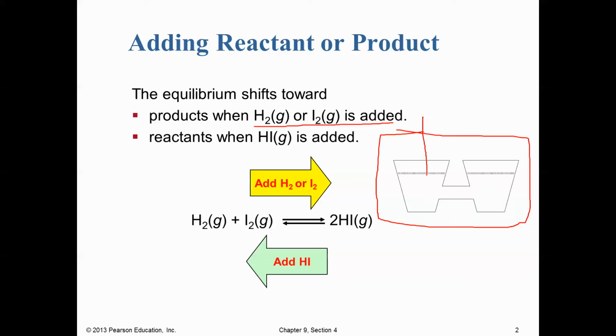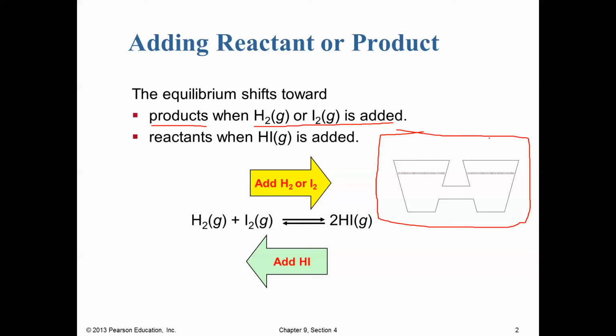If we were to add more water to this bucket, in order to reestablish balance, the water would have to flow towards the products bucket, or towards the right. So we'd shift towards the products, or shift towards the right. Either description is clear and both are commonly used. So that's what happens if we add reactants. What happens if we add product?